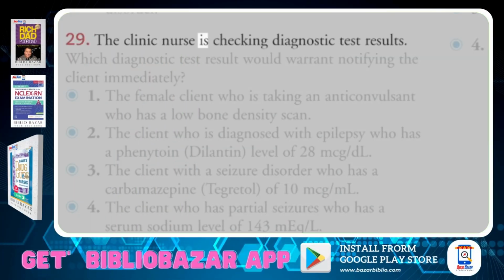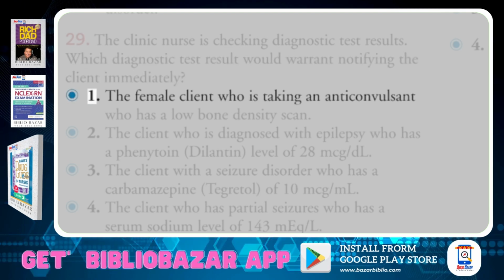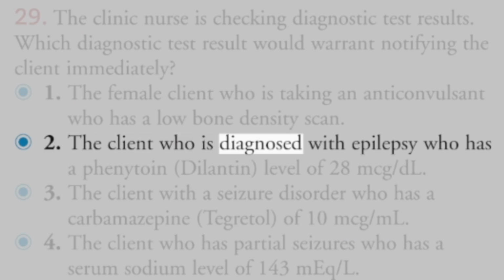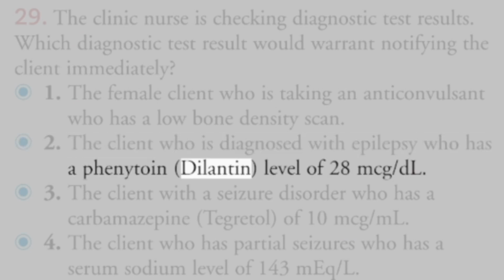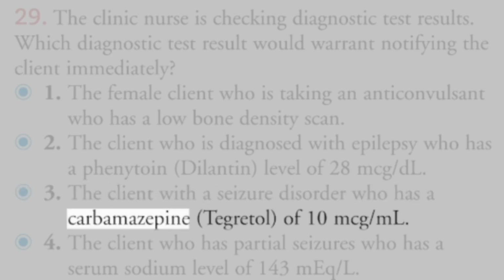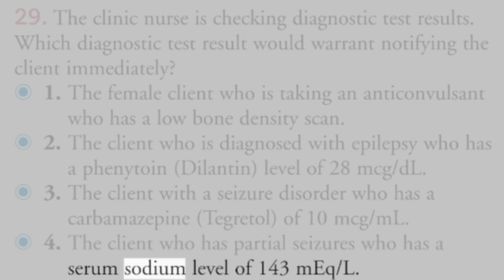29. The clinic nurse is checking diagnostic test results. Which diagnostic test result would warrant notifying the client immediately? 1. The female client who is taking an anticonvulsant who has a low bone density scan. 2. The client who is diagnosed with epilepsy who has a phenytoin, Dilantin, level of 28 micrograms per deciliter. 3. The client with a seizure disorder who has a carbamazepine, Tegretol, level of 10 micrograms per milliliter. 4. The client who has partial seizures who has a serum sodium level of 143 milliequivalents per liter.